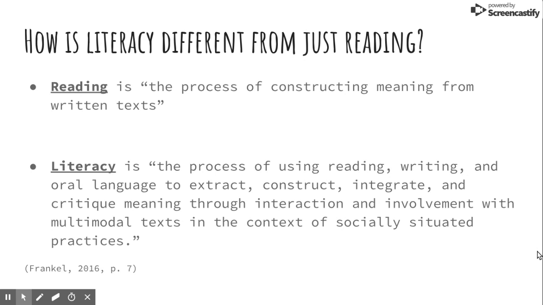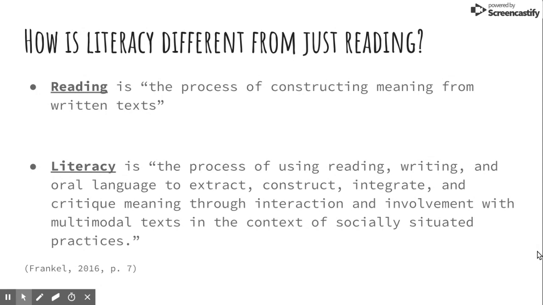According to Frankel, reading is the process of constructing meaning from written texts. And that's something that we all, as educators, push our students to do: construct meaning from what they've read.